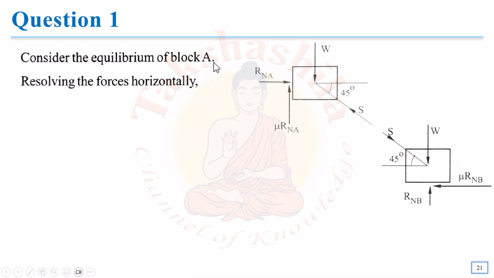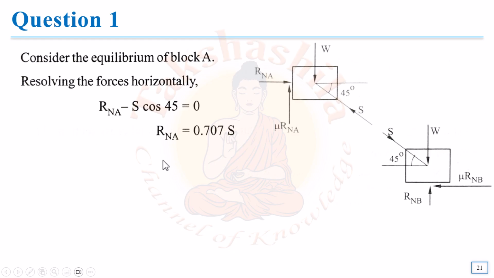Now, take the first case. Consider the equilibrium of block A and apply the conditions of equilibrium: sigma H equals 0 and sigma V equals 0. If you look at this case, what are the horizontal forces? RNA is acting in the horizontal direction. This compressive force S will have a component acting towards the left, also in the horizontal direction. So, with the rightward force considered positive, we have positive RNA minus S cos 45, which is acting towards the left, equated to 0. From this, RNA is equal to S times cos 45, which is 0.707 S. This term is brought to the other side, so it became positive.